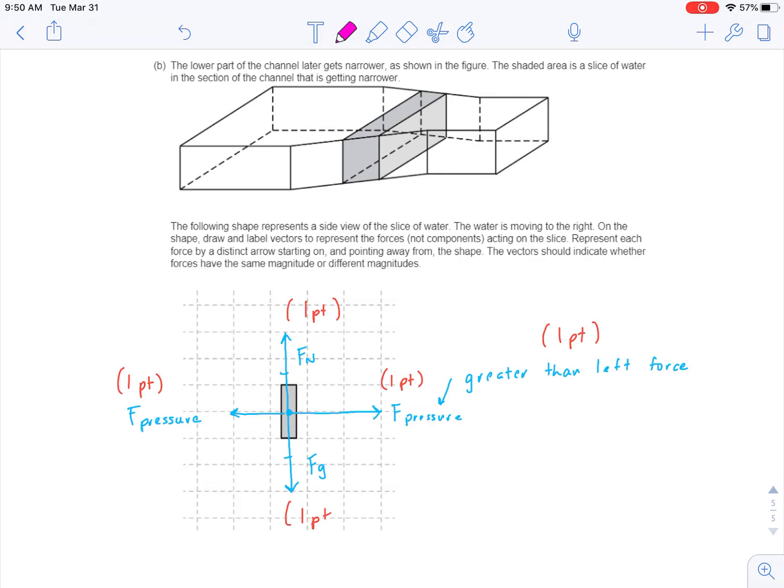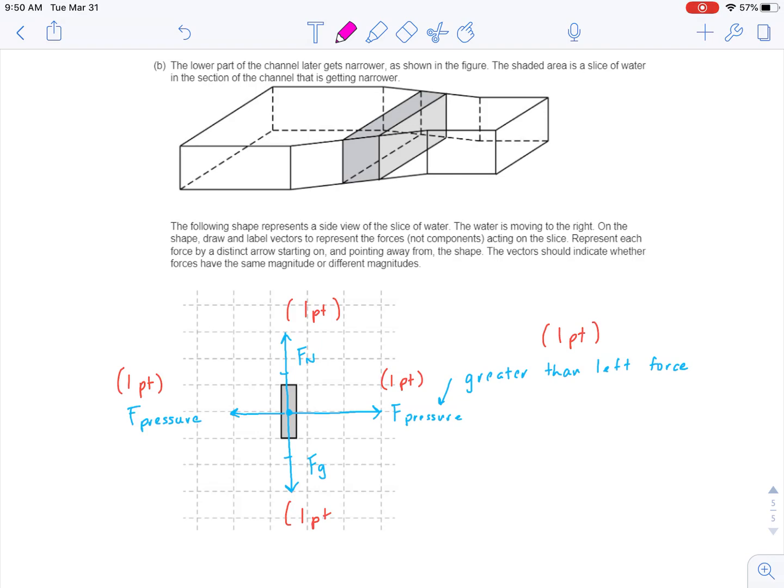Okay, let's try this one. Last one, part B. The lower part of the channel gets narrower. Okay, thank you. Now they're giving us some clarity. As shown in the figure, the shaded area is a slice of water in the section of the channel that is getting narrower. The following shape represents a side view of the slice of water. The water is moving to the right.